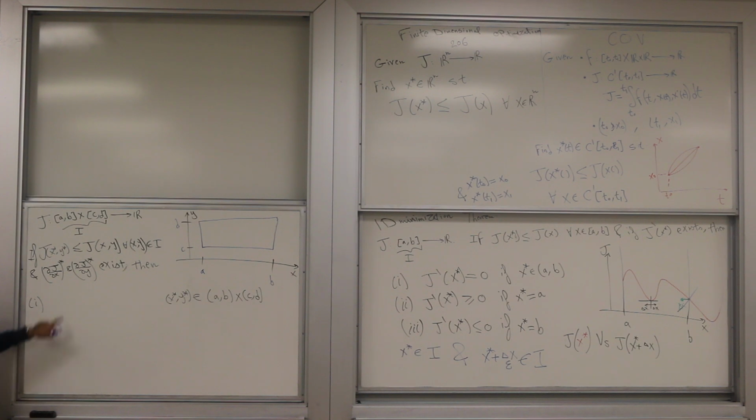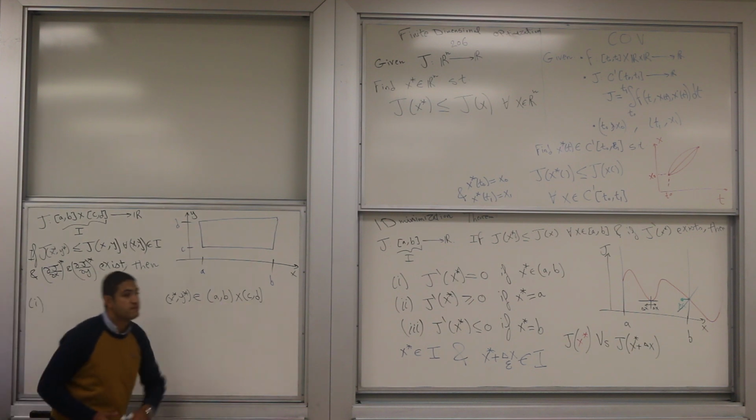So can anybody tell me what's the condition here? Oh, the derivative should be 0. What derivative? Partial J, partial X, and partial J, partial Y. The gradient has to be 0: partial J, partial X equals 0, partial J, partial Y equals 0. That's correct. And I want to actually derive it from this theorem.